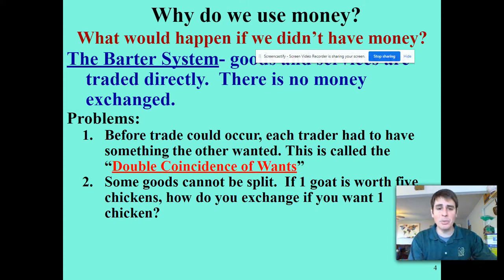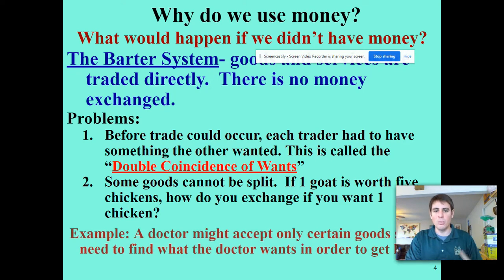And then the other problem is that goods can't be split. I've got a goat. Somebody wants to buy my goat, but they only have one chicken. Well, maybe that chicken isn't worth the entire goat. One chicken is only worth 1/5 of a goat. Well, I'm not going to kill off or divide 1/5 of my goat in order to get the one chicken. So how do we prevent that?